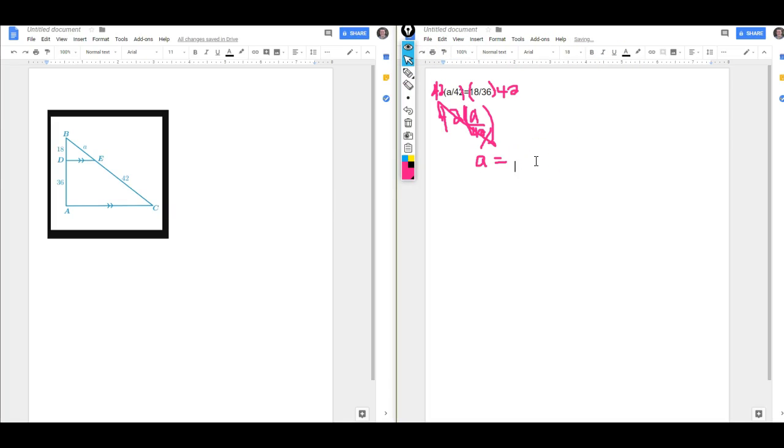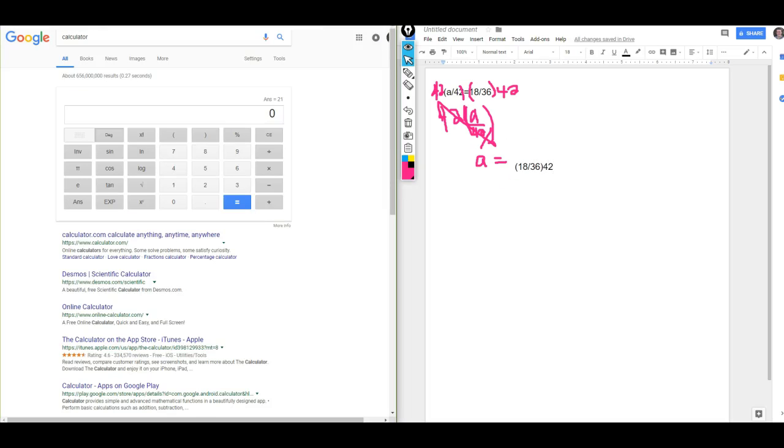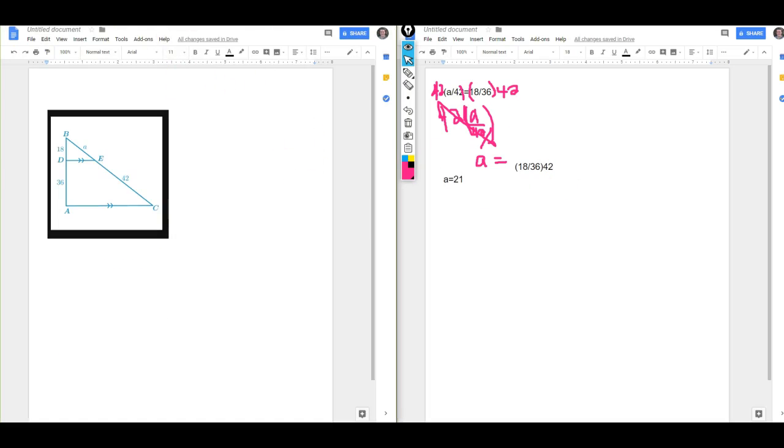18 divided by 36 being multiplied by 42. So jump over here to the calculator: parentheses, 18 divided by 36, close parentheses, times 42. That gives 21. So A is equal to 21. Hope that helps.